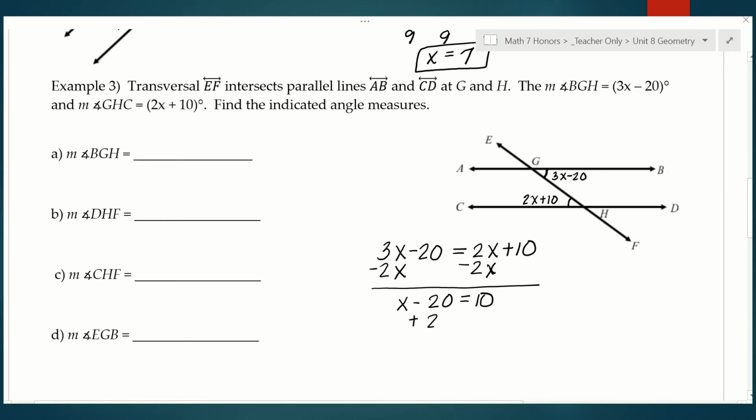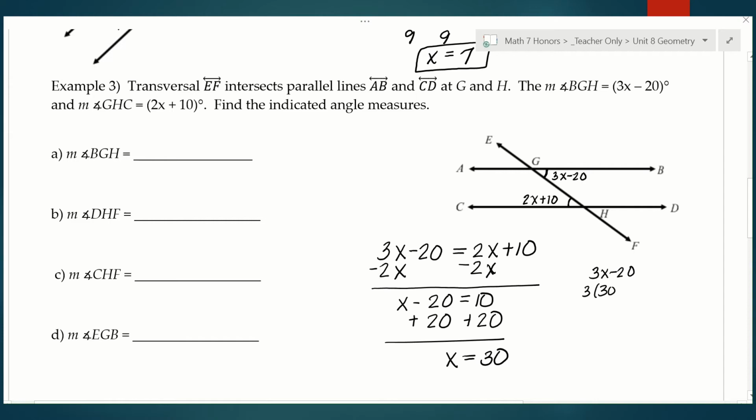And then I'm going to add 20. And so I get that x is 30. So what I would suggest doing from here, because we're going to have to find all of these angles, is let's go through and plug in x is 30 into both of those expressions. So I'm going to start with 3x minus 20.